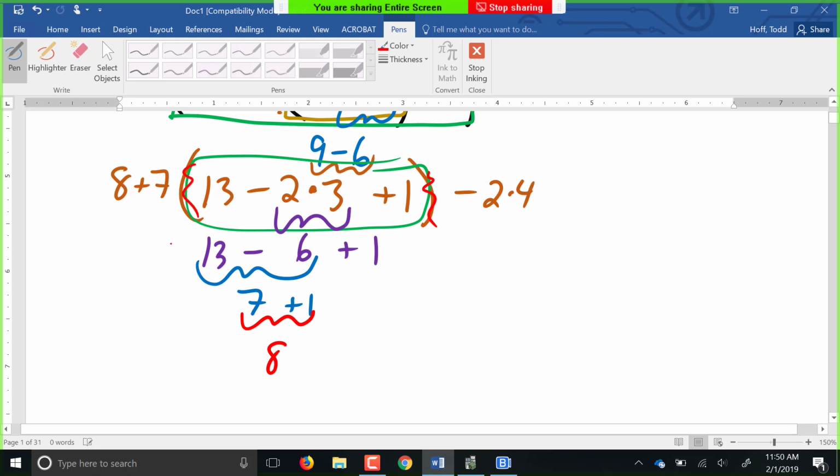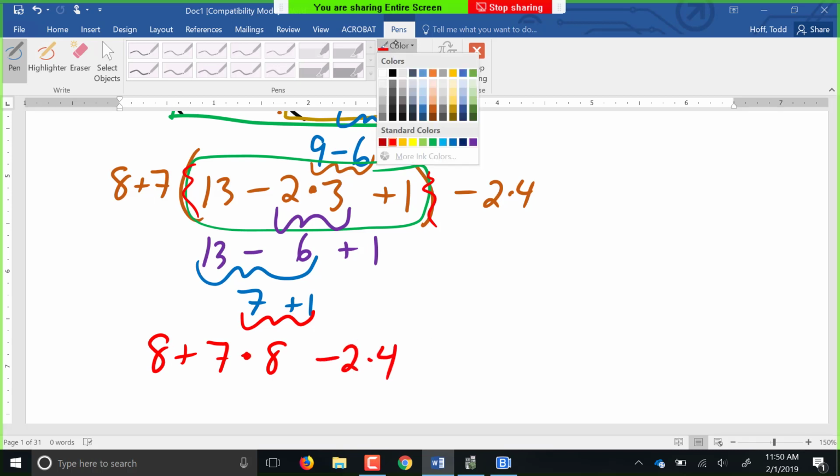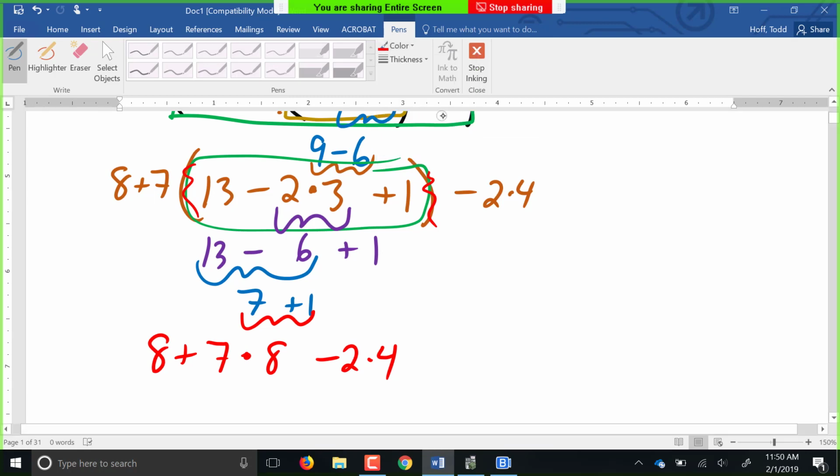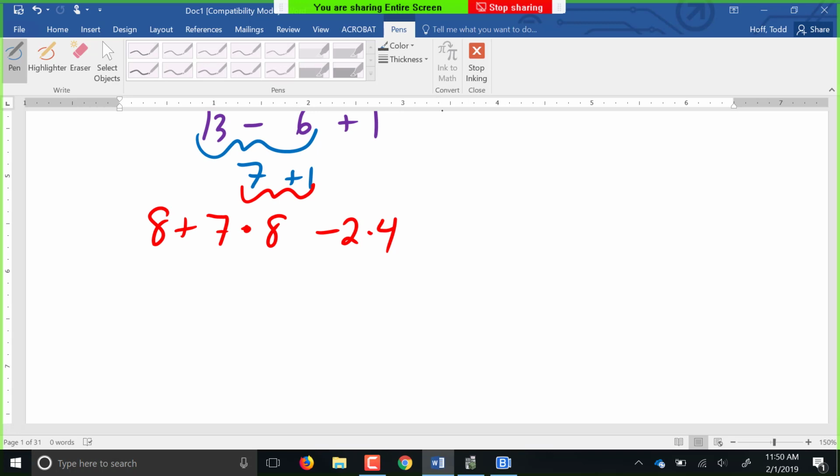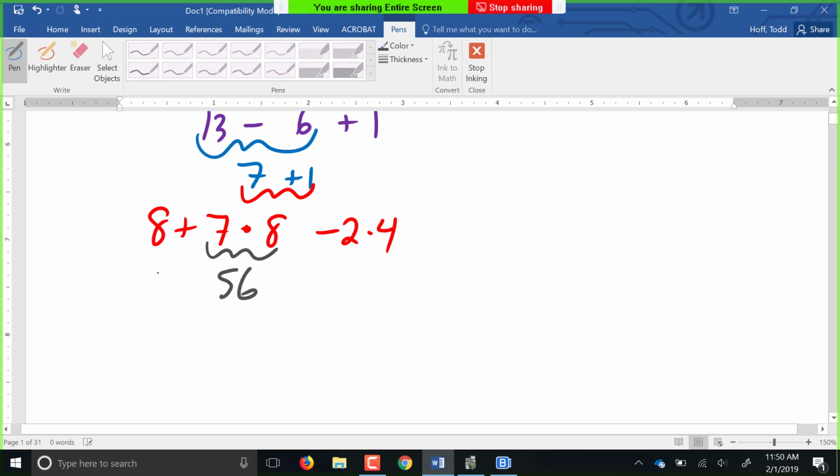So again, I've reduced that parentheses to a single number. I can take them out. So I have 8 plus 7, of course, I have to put in that multiplication. Then minus 2 times 4. So now I'm out to the larger problem, no more enclosing symbols. What do I have to do next? Seven times 8, good, which is 56. There we go.